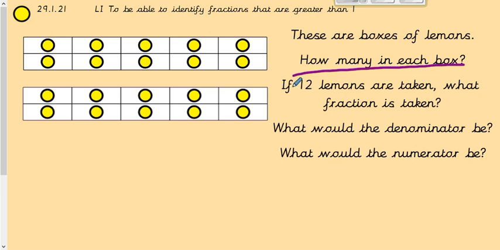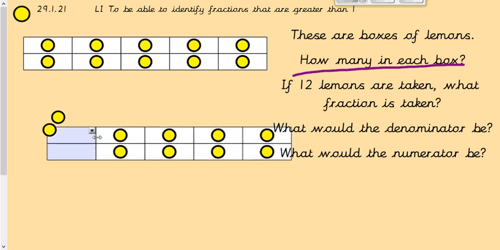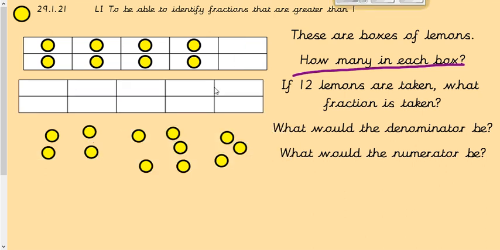So if 12 lemons are taken, I will take them away. So we know that a whole box is going to be taken. Oh, that's not what I meant to be doing. Hang on, let me just pause the video while I work this out. Okay, sorry about that, I just had to sort it out. So I've managed to take all the lemons out of this box. So we know that 1 whole box has been taken. So therefore we would write 1. Oh, let me get my pen up.